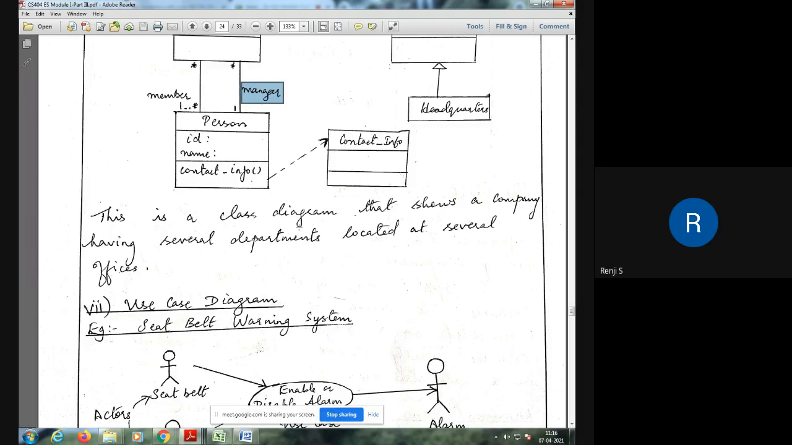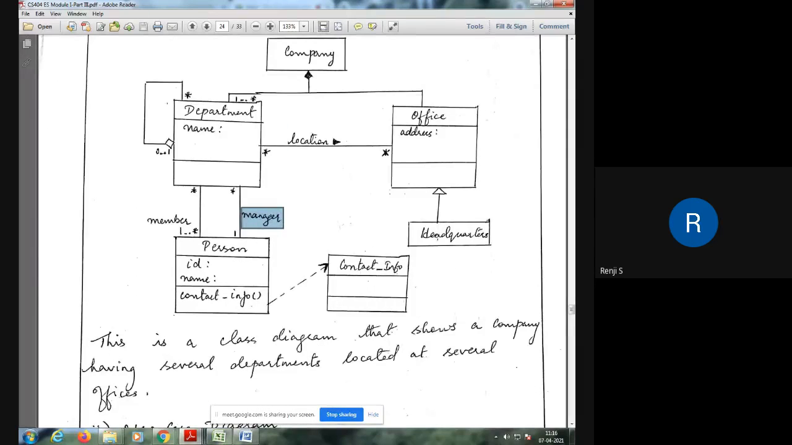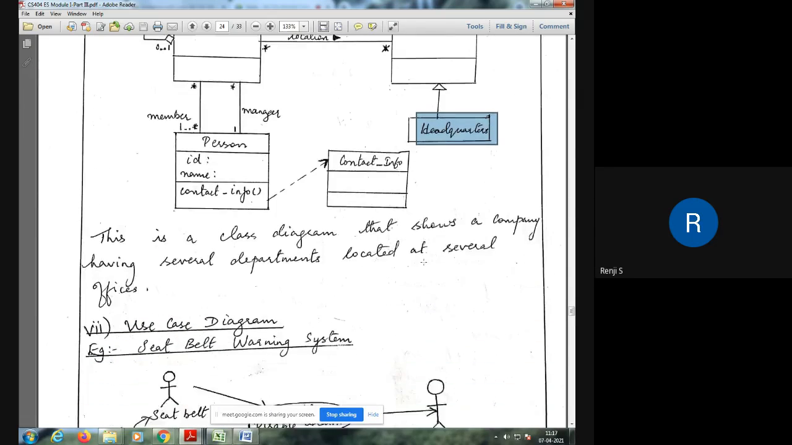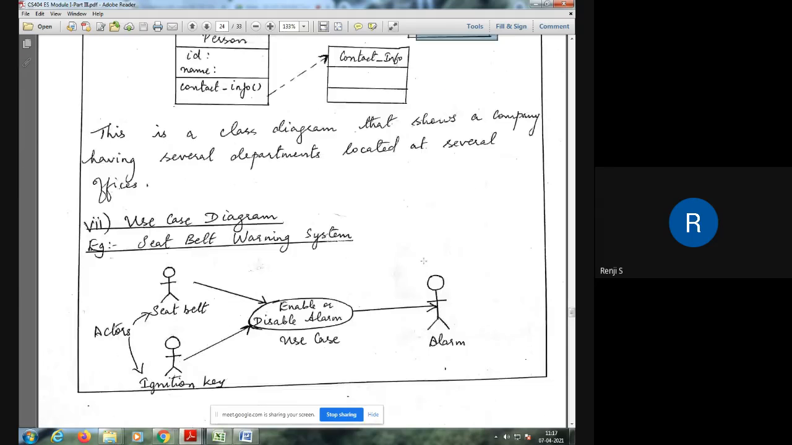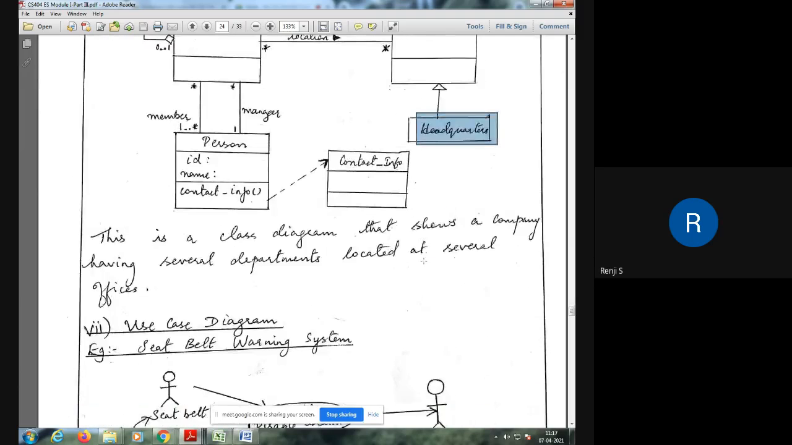So this class diagram shows companies having several departments located at different places, and for the offices there is a headquarters. So it is a generalization relationship between office and the headquarters. So this is a simple class diagram. I think you have studied all this in S4. I'm just going through it.